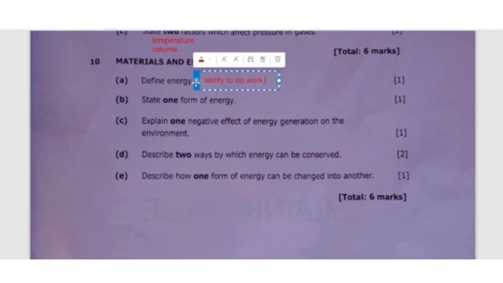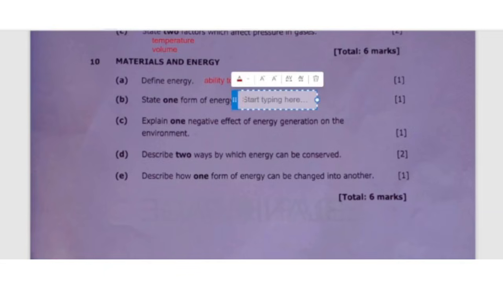Okay, all right, now we go to question number 10b, which is state one form of energy. Okay, there are lot of form of energy, so I'm going to give you at least 2 or 3 so that I'm sure they can't ask you to more than 3 or just more than 2. They can't ask you that. One, the other form of energy is potential energy. Let me start with that. Potential energy.